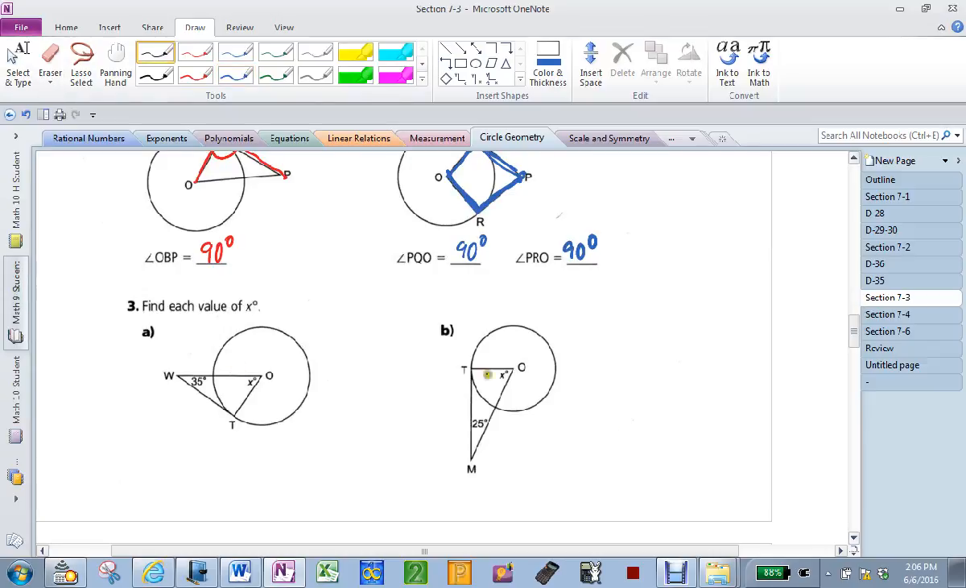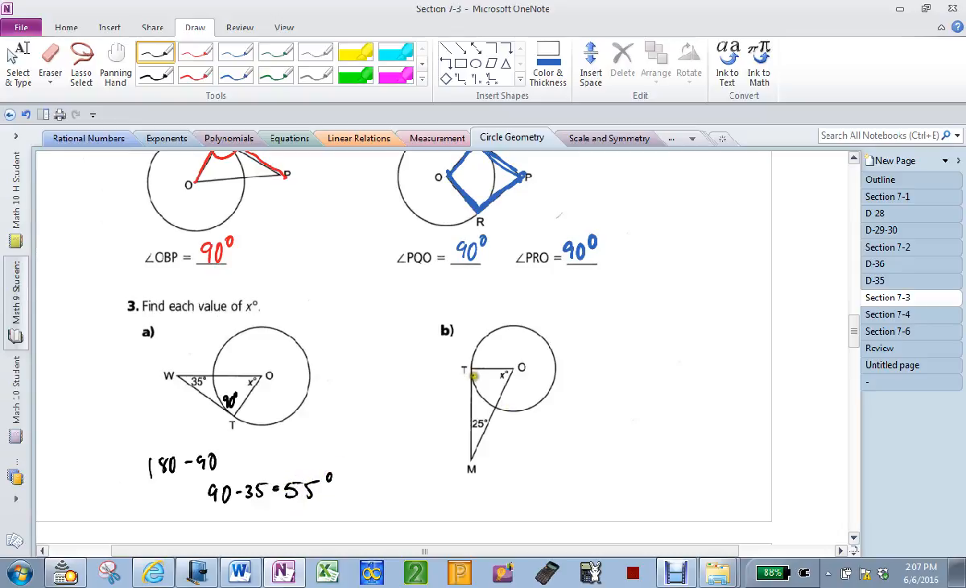Find each value of x. Now this will take a little bit longer. What do you know this is? 90. So what do you know x is? 180 minus 90, which is automatically 90, isn't it? So really I only need to do 90 minus 35, which is what? Equals 55. Good job.